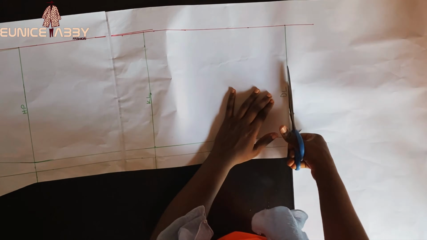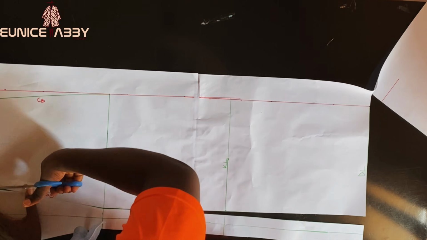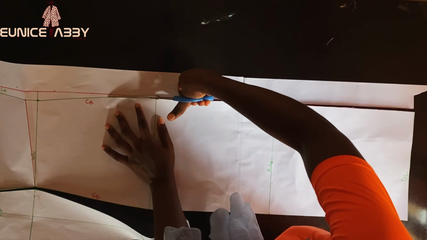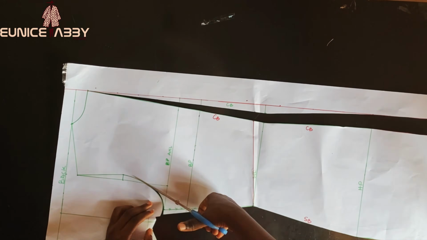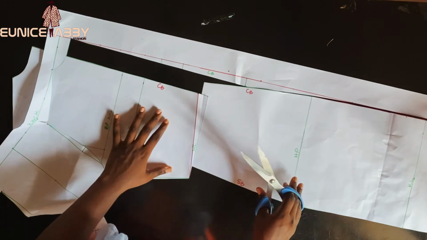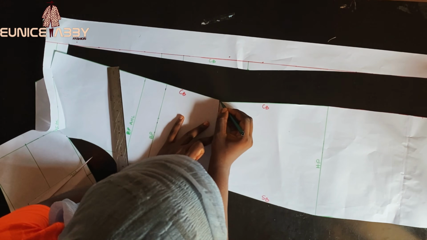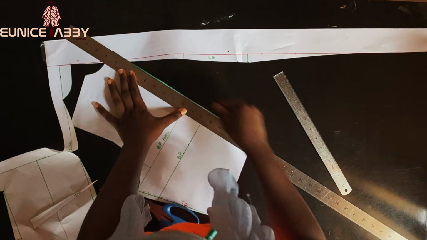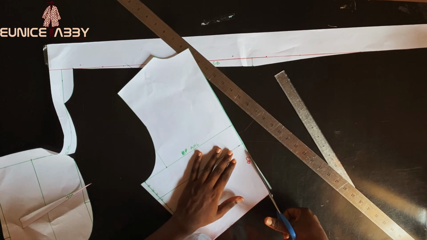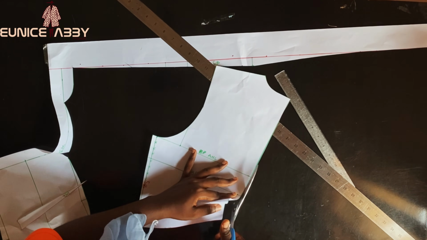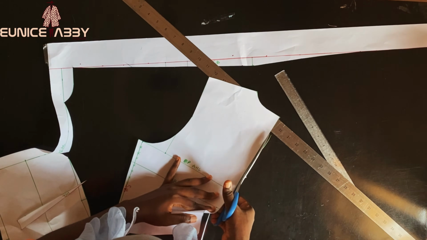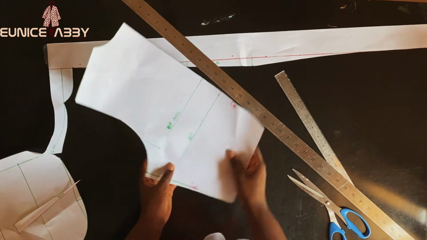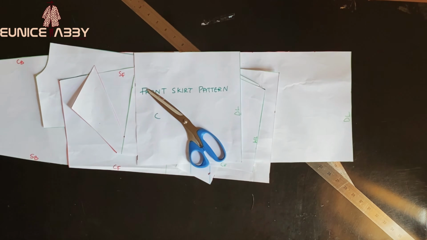Okay, I went ahead to cut out the back very quickly. After cutting out, I also went ahead to match up the back and I got rid of any excess at that point to ensure that when I cut it on my fabric and I'm trying to join it, everything is going to align perfectly. Okay, I am going to proceed to keep all the patterns aside and begin to draft the sleeve.